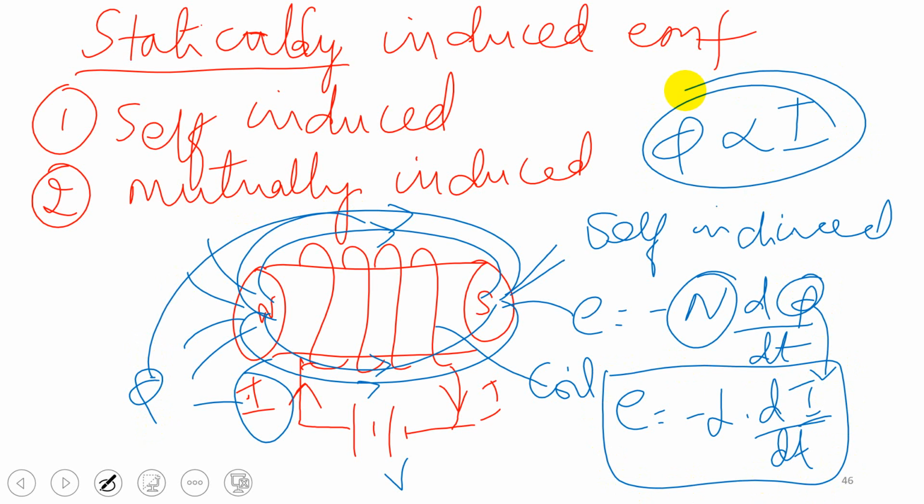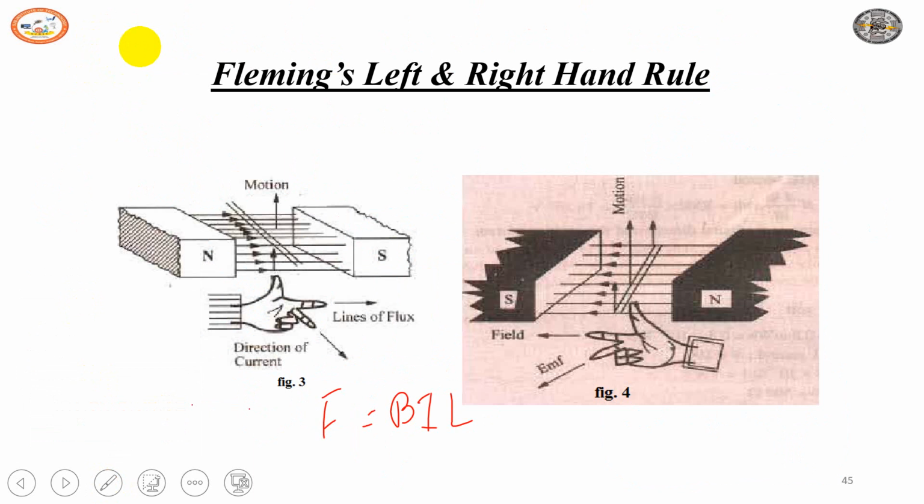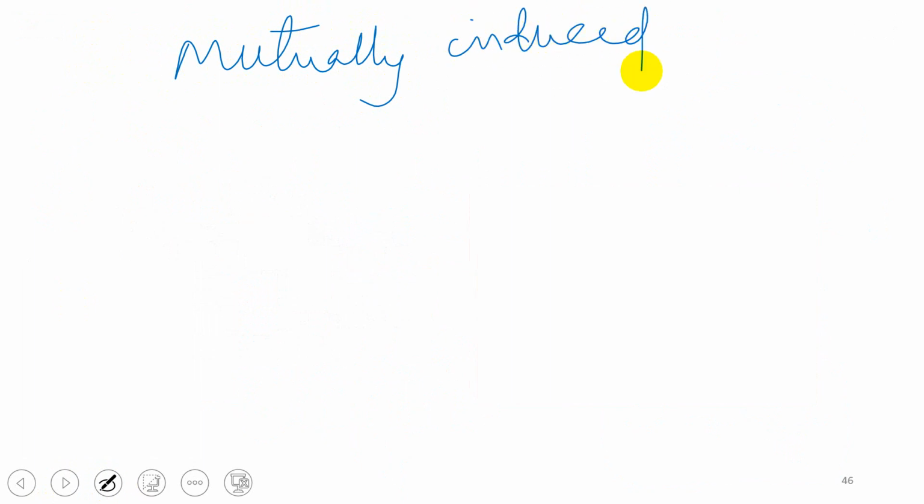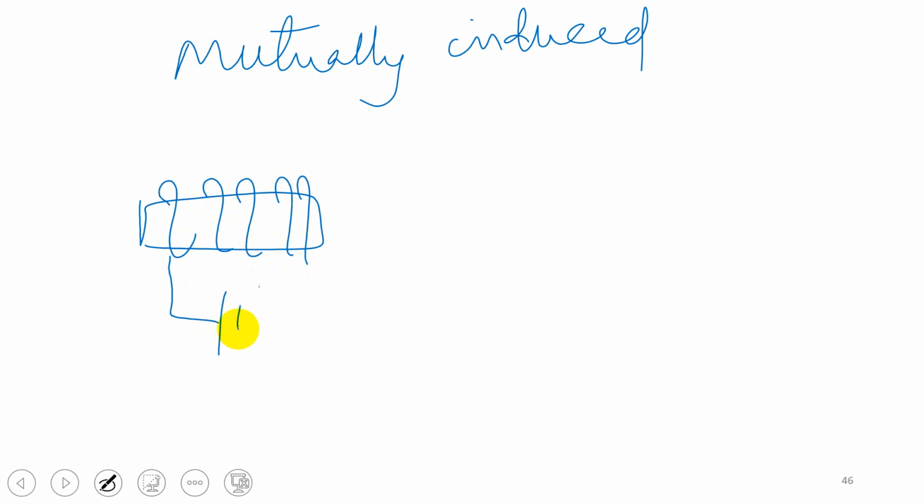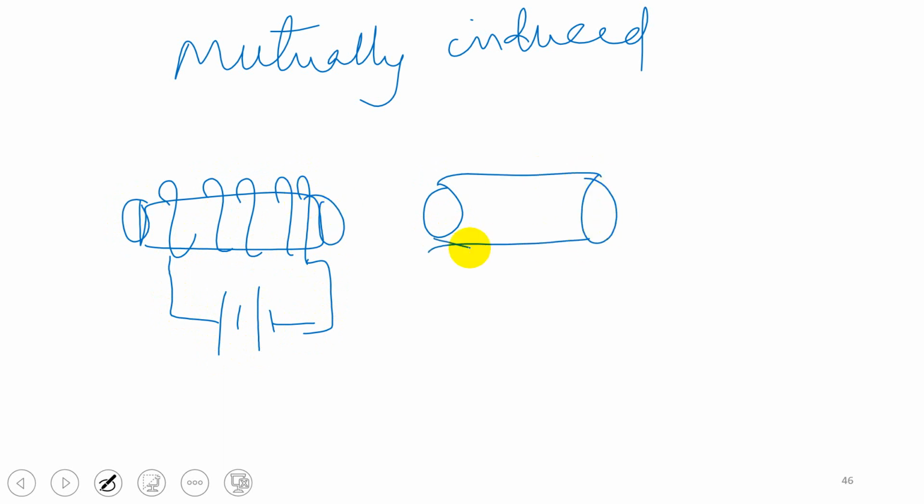Then what is mutually induced EMF? If you take two solenoids, and I give one of the coils the voltage, I just connect the other coil to a galvanometer.